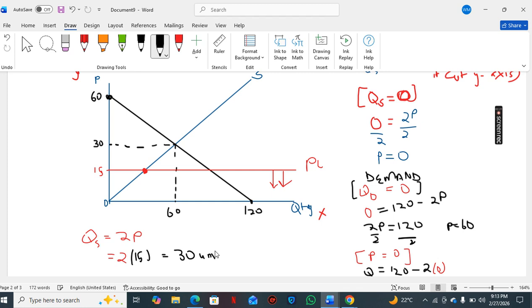So when this price ceiling is enacted, the suppliers are only willing to supply 30 units of this good. This is the quantity supplied, QS, 30 units. Any questions before we find out the quantity that's demanded?